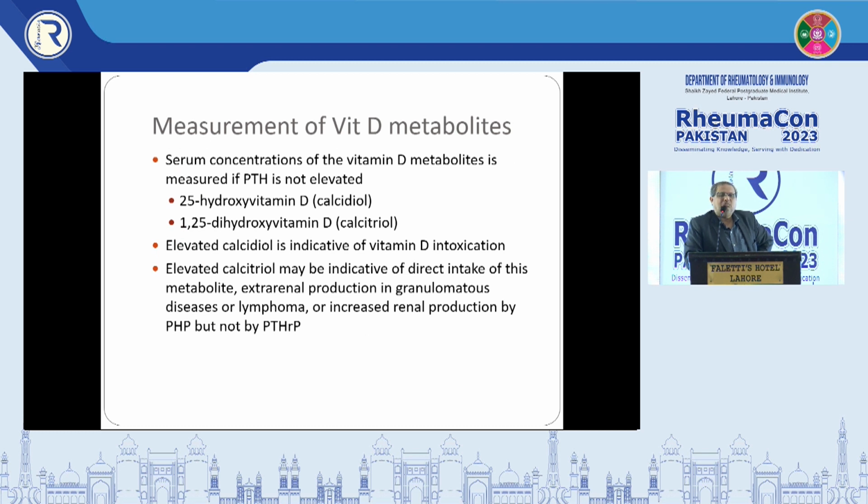So in a patient with granulomatous disease, for example, we can measure the concentration of vitamin D metabolites. So we can measure 25 hydroxy vitamin D, calcidiol, or 1,25 dihydroxy vitamin D, calcitriol. Elevated calcidiol is usually indicative of vitamin D intoxication, but elevated calcitriol may sometimes indicate the patient is taking activated vitamin D3, especially in a patient with chronic disease, but it may be an indicator of extra-renal production, as in patients with sarcoidosis or lymphoma.